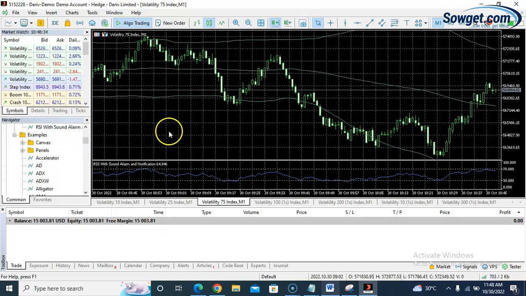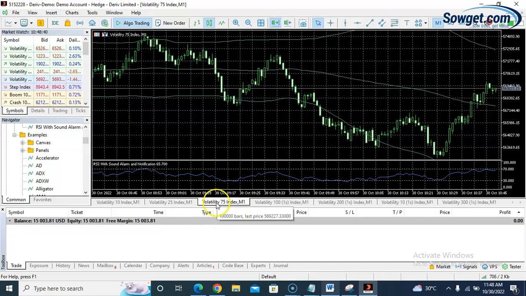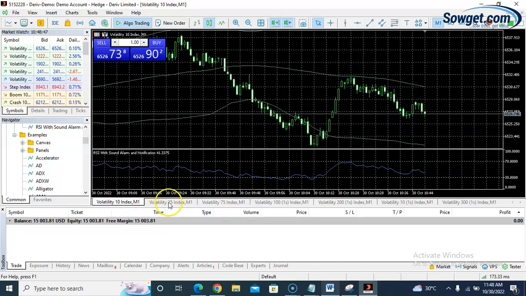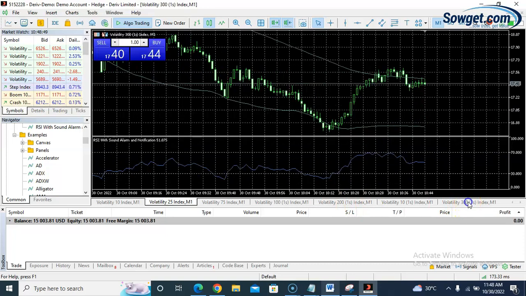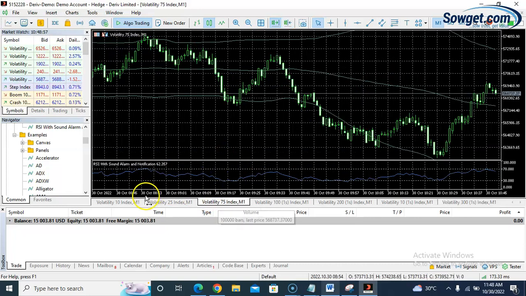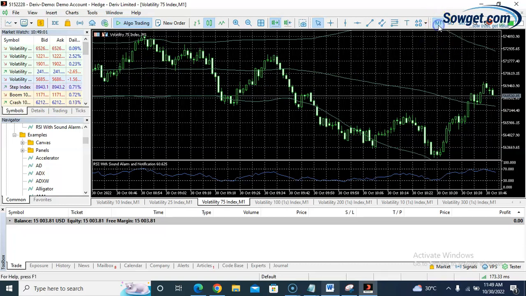You can use it on any volatility index, but it's very good on Volatility 75 Index. If you are using Volatility 10 or any of the volatilities, we have lots of volatility indices on your Deriv MT5, and any of them is fine. After you bring up your chart, make sure it's on the 1 minute time frame. Like I said, I think the 1 minute time frame is best for scalpers, because I'm a scalper.